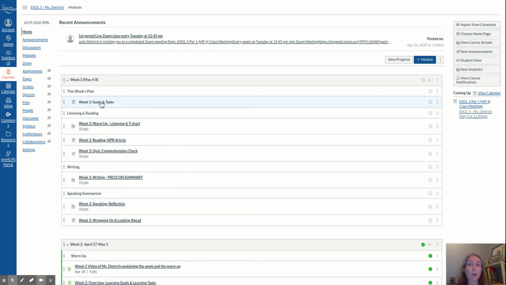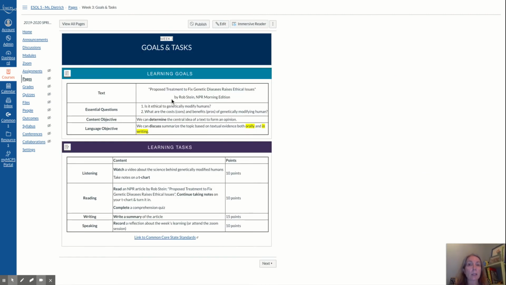Okay, so let's begin. We're going to go over the week 3 goals and tasks. This week, the text we're reading is called Proposed Treatment to Fix Genetic Diseases Raises Ethical Issues. And this is actually going along with the sci-fi article we read last week a little bit. The essential questions are, is it ethical to genetically modify humans? What are the costs, the cons, and benefits, pros of genetically modifying humans? So this is a debate, an issue whether scientists should change human DNA. So it's going to be kind of interesting what we're doing here.